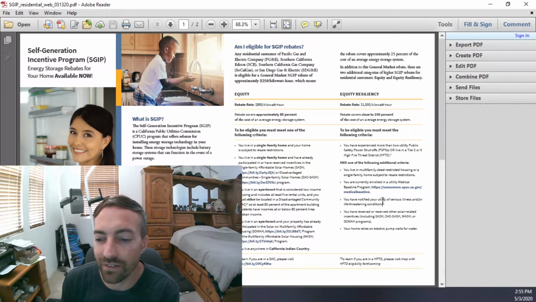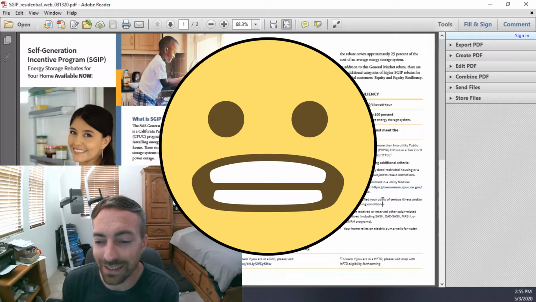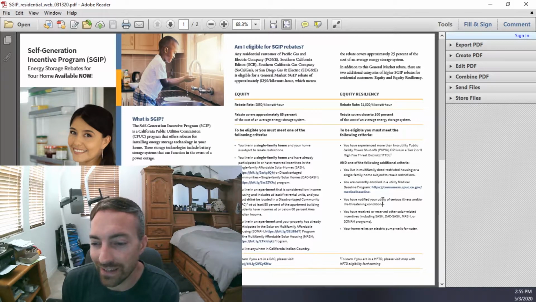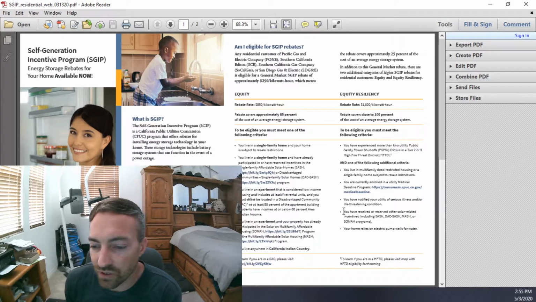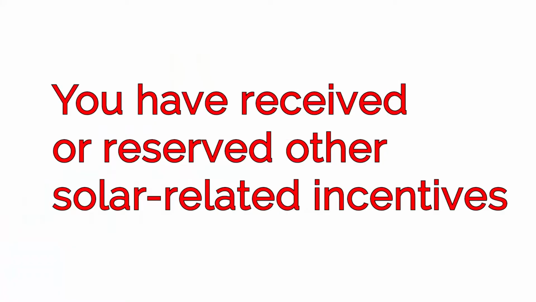So even if, I've heard some people say their wife is mentally ill, I don't know if that qualifies, but you could try it with Edison and see. And that maybe is a common situation. I don't know. Anyway, then you've received or reserved other solar-related incentives. This would be like affordable housing with solar and stuff, so that's not going to be super common either.